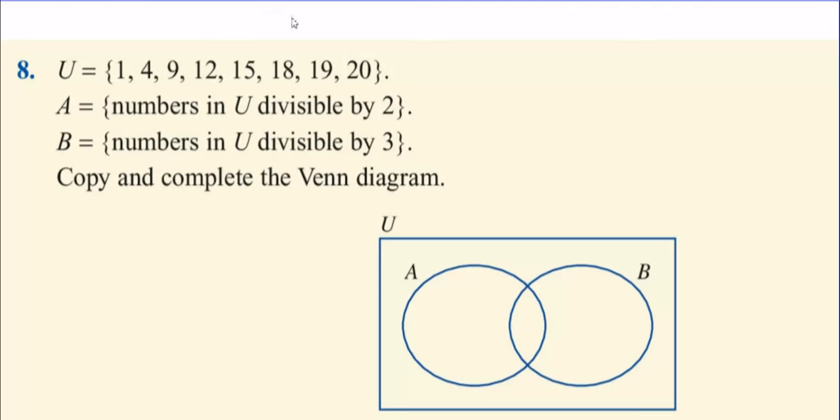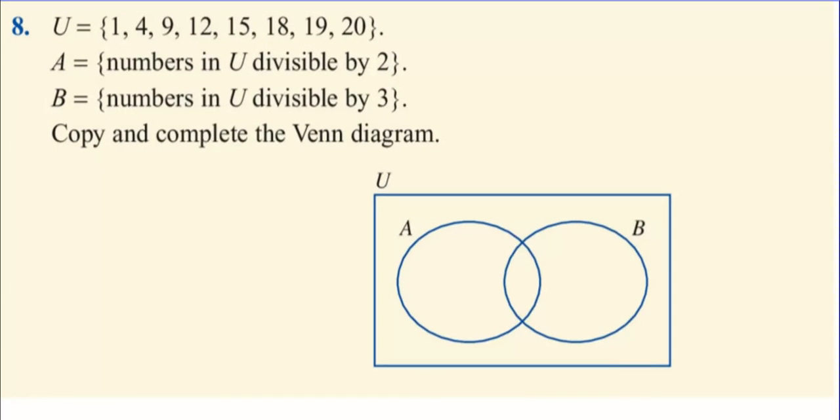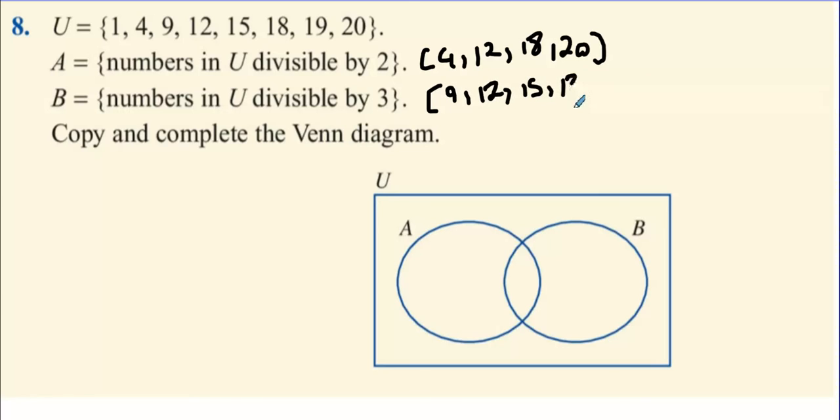Now we're on to question 8. U is 1, 4, 9, 12, 15, 18, 19, 20. Numbers in U divisible by 2 would be 4, 12, 18, and 20 for A. And then B are the numbers divisible by 3. That'll be 9, 12, 15, and 18. We see what they have in common is 12 and 18. So 12 and 18 will go here. And then inside of A, we will have 4 and 20 left over.